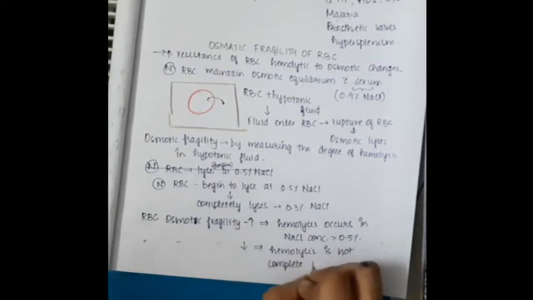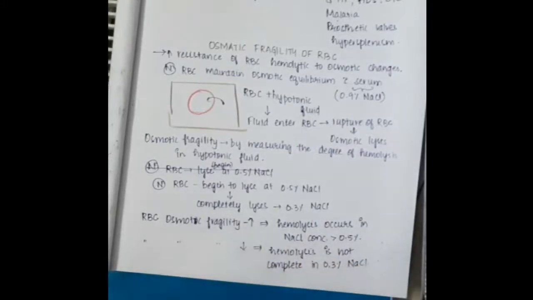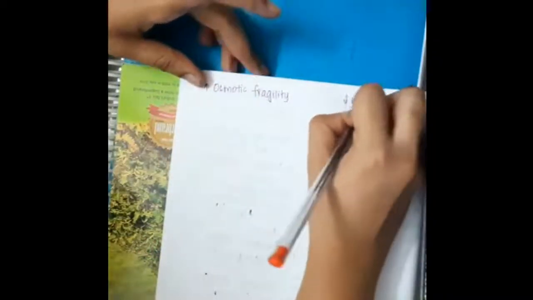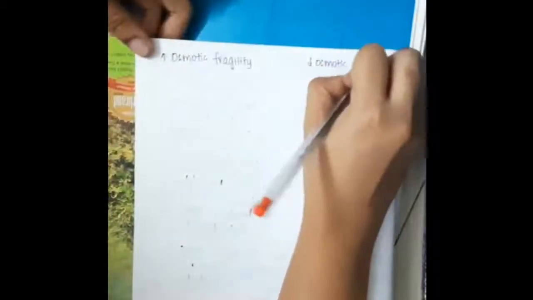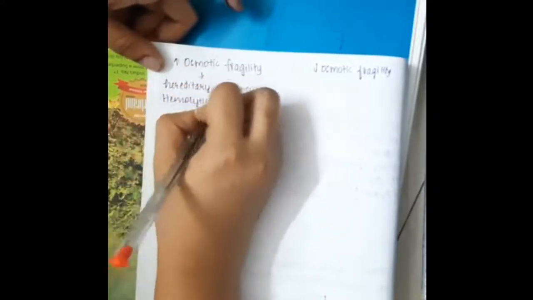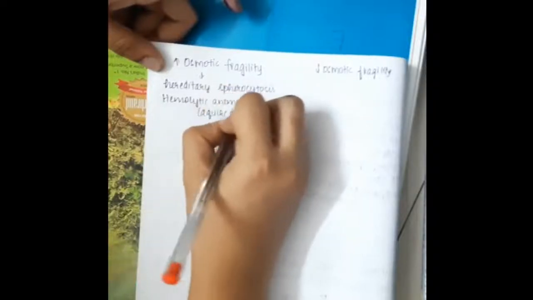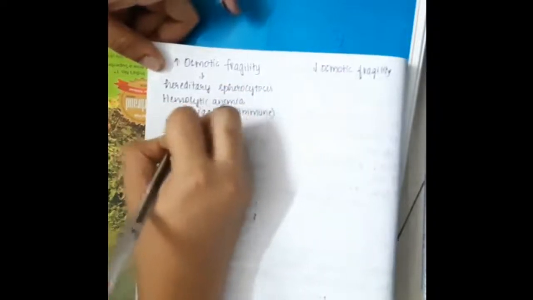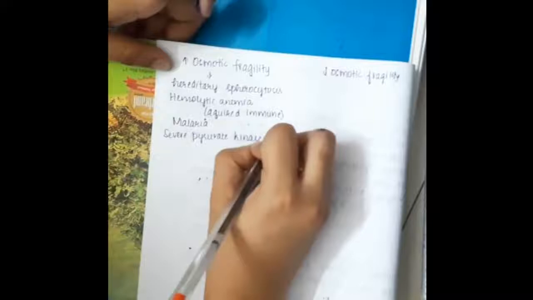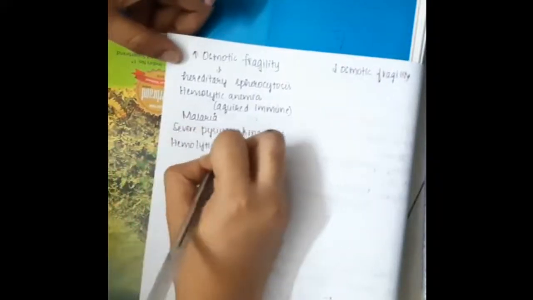Osmotic fragility is said to be decreased if hemolysis does not occur in 0.3% NaCl. That means it requires an even higher concentration to complete hemolysis. The examples of increased and decreased osmotic fragility are important. Conditions with increased osmotic fragility include hereditary spherocytosis, acquired immune hemolytic anemia, malaria, severe pyruvate kinase deficiency, and hemolytic disease of the newborn.